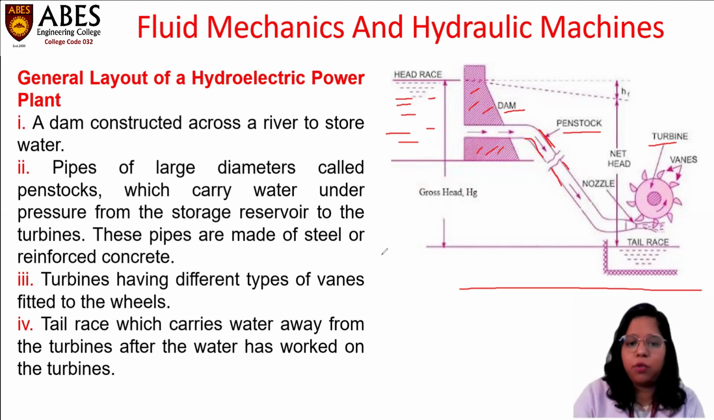Turbines have different types of vanes fitted on the rotor or fitted to the wheels. These are the different types of vanes, these wing-type structures. These are mounted on the wheel. Tail race carries water away from the turbine after the water has worked on the turbine. This is the tail race where the water leaves after working on the turbine. So this is a general layout. There are some heads given.